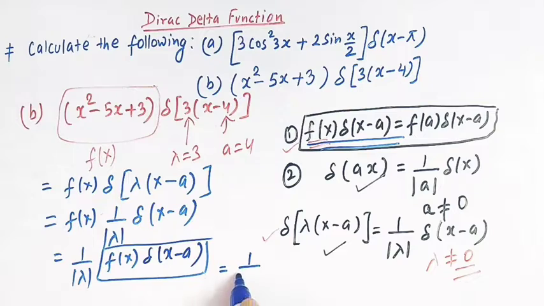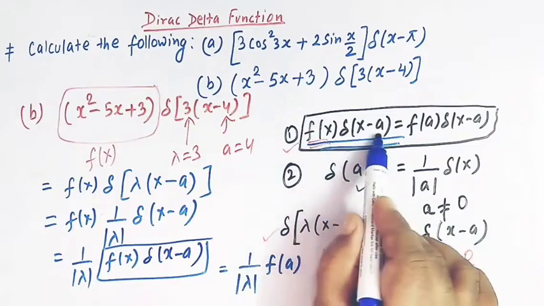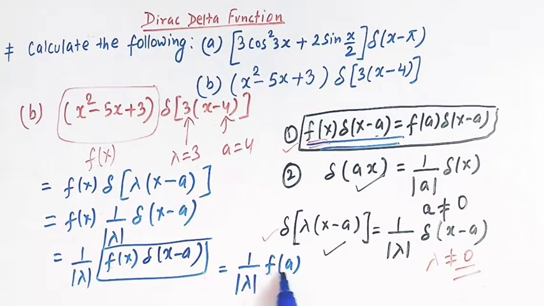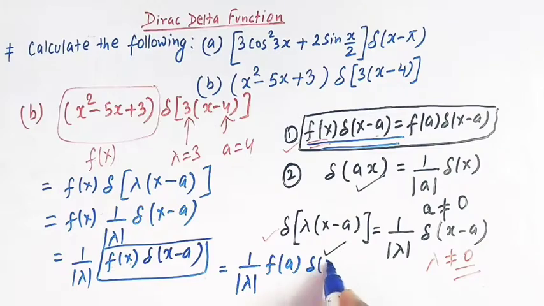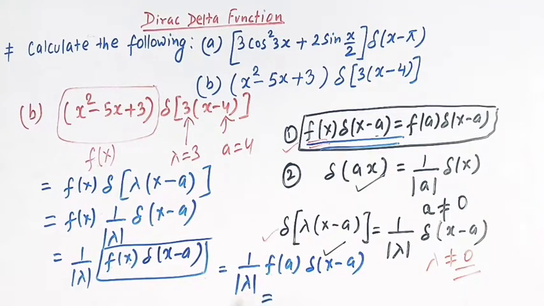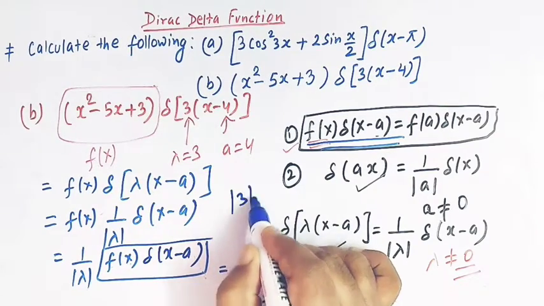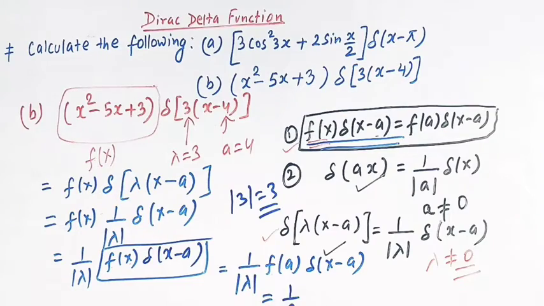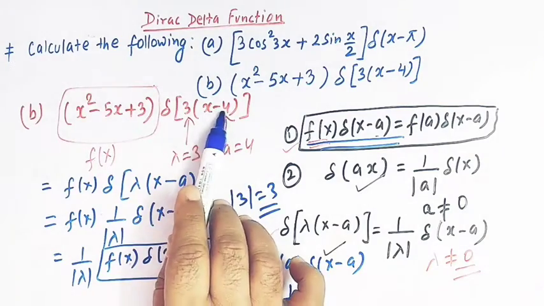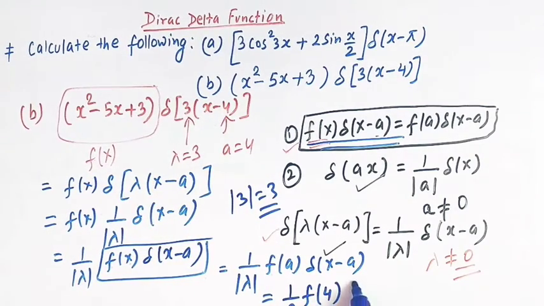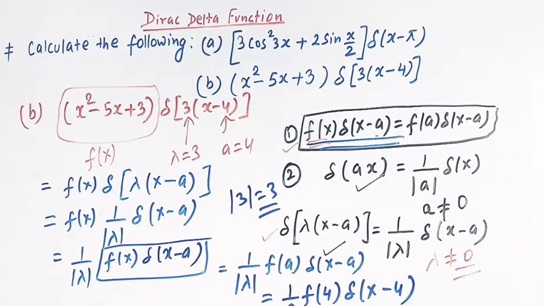So we can have here 1 over mod of lambda, and here we have f of a. Using this property, f of x is now replaced by f of a, and here we have delta of x minus a, right. Now see, lambda is 3, so we have mod of 3. So mod of 3 is simply 3. So we have 1 over 3, and f of a is f of 4. So here we have f of 4 and delta of x minus 4, right.